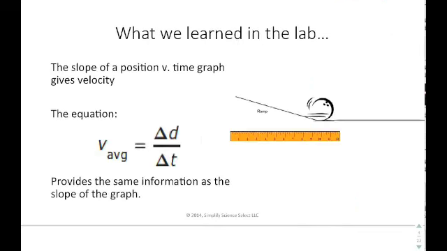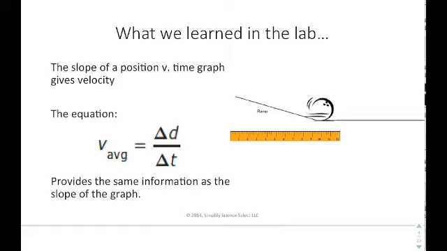Now, in the lab, we actually looked at it and we made a position versus time graph of the ball as it rolled along the floor. Notice how we didn't start timing until the ball actually got to the floor, because before that it was changing velocity, and that's the subject of the next presentation.